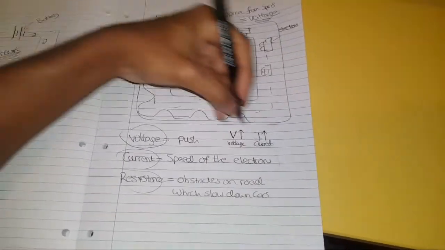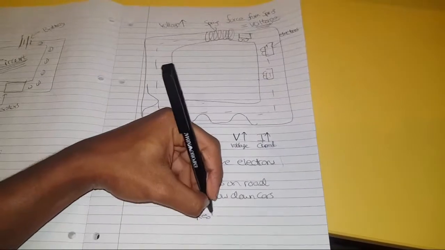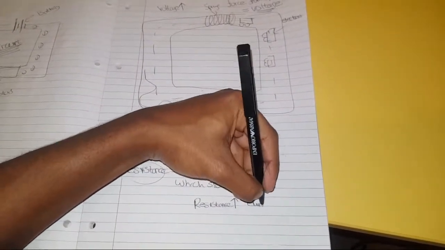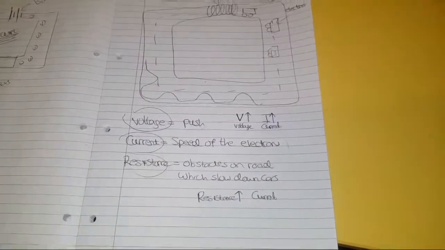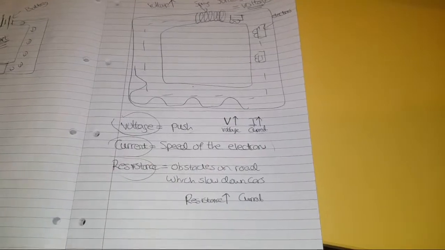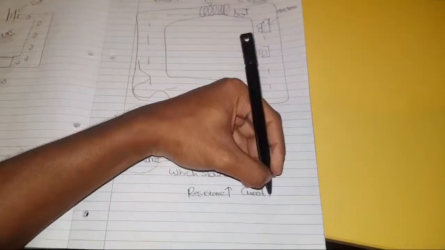Yeah. So what we need to know now is if your resistance increases, so if there's more speed bumps, what do you guys reckon happens to your current, aka the speed of stuff? What do you reckon happens? So if I increase my resistance, aka more speed bumps, what would happen to the current? Yeah, so it'll go slower, so your current goes down.